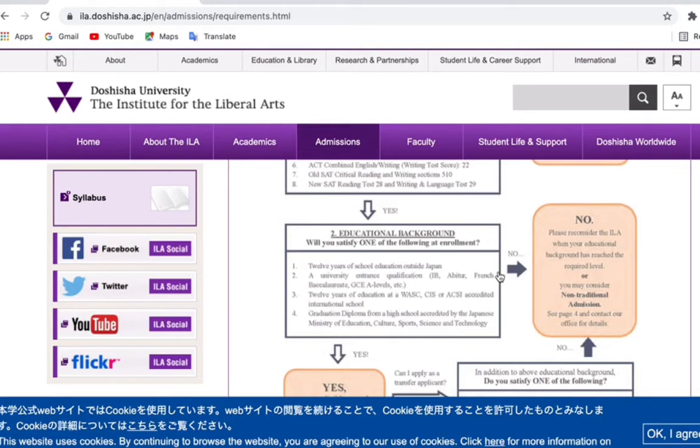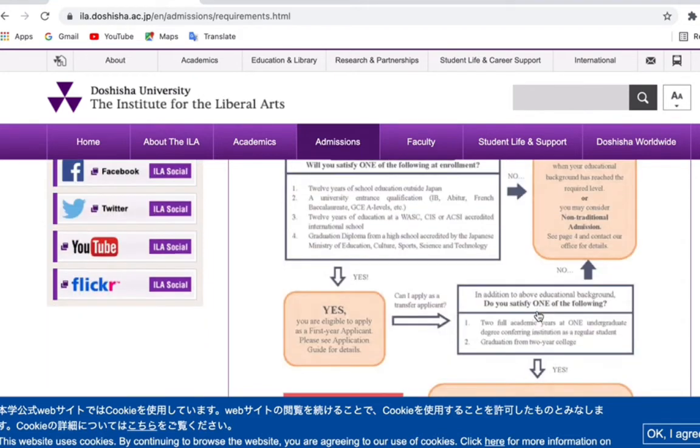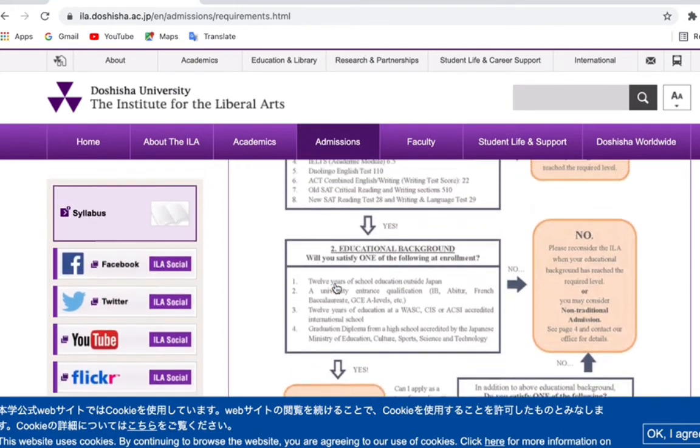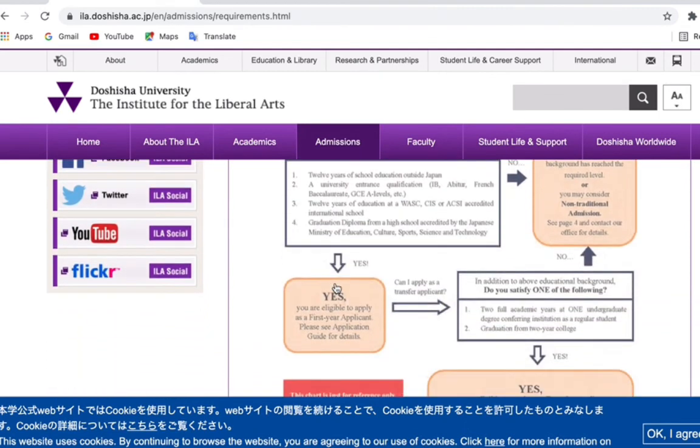If no, unfortunately, please reconsider the ILA when your educational background has reached the required level, or you may consider non-traditional admissions. And then the next one, so if it's yes, then you're eligible to apply as a first year applicant. Okay, I see. So if until now everything you answered is yes, then you can apply as a first year applicant. Can I apply as a transfer?